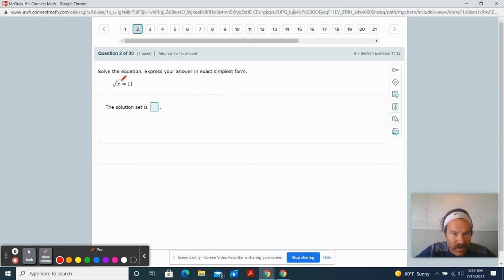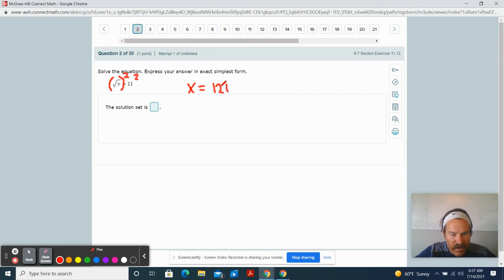The way to get rid of a square root is to do the opposite of square rooting, and the opposite of square rooting is squaring. So if we square both sides of an equation, the square and the square root cancel. So we just have x on the left-hand side. And on the right-hand side, we have 11 squared, and 11 squared is 121.